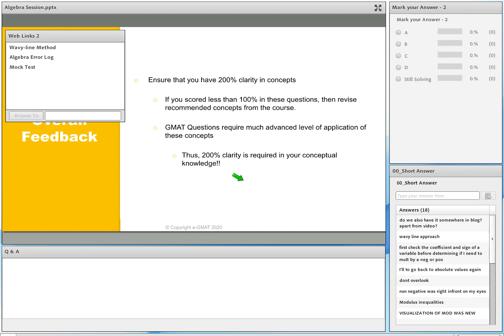Yeah, that's beautifully put. Visualization of mod was new. Yeah. Okay, wavy line method, didn't understand. The link is here. Use this, all of you. You have the wavy line method.